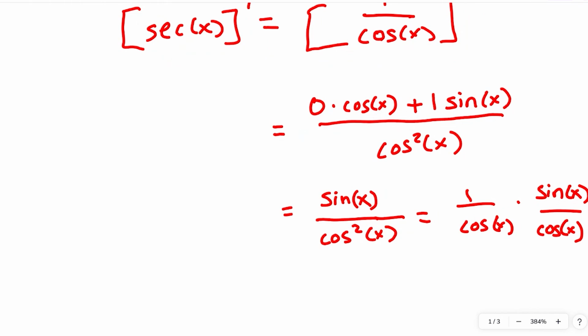And then we could simplify each one of those. What does 1 over cosine equal? That's just secant. We already established that. And we already established what sine over cosine is as well: tangent. So the derivative of secant is secant times tangent.